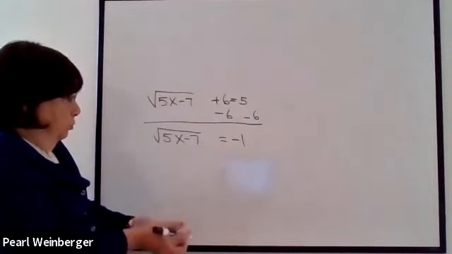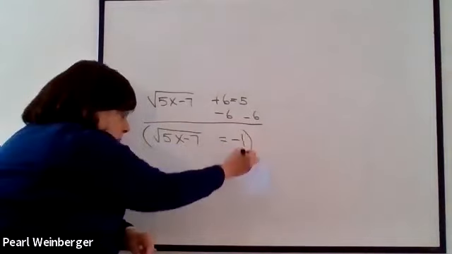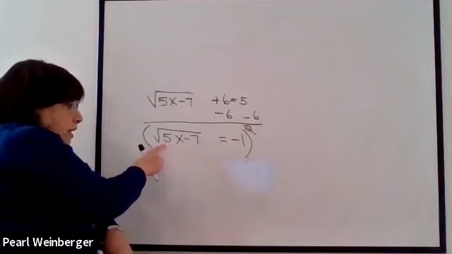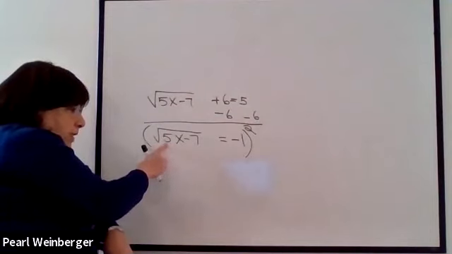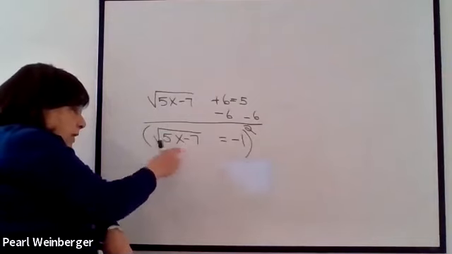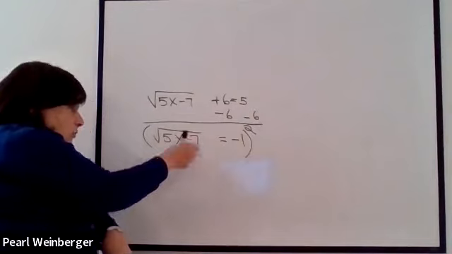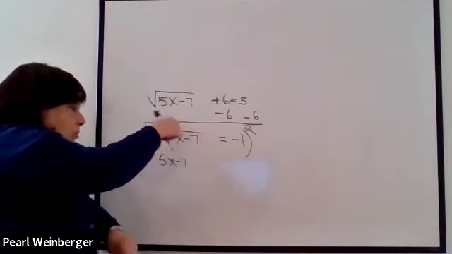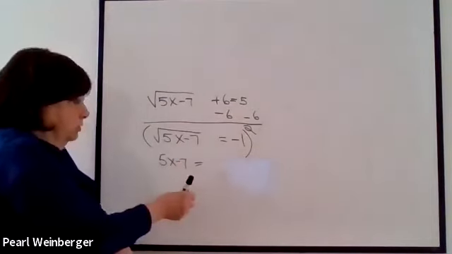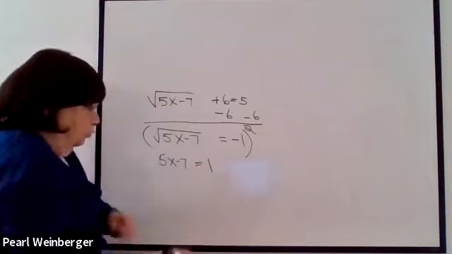And according to my rule, the next thing I want to do is to get rid of this radical by squaring both sides. And when we square the square root of 5x minus 7, multiplying it by itself will just give me the 5x minus 7. Squaring something with a radical just removes the radical. On the other side, when I square negative 1, negative 1 times negative 1 is 1.